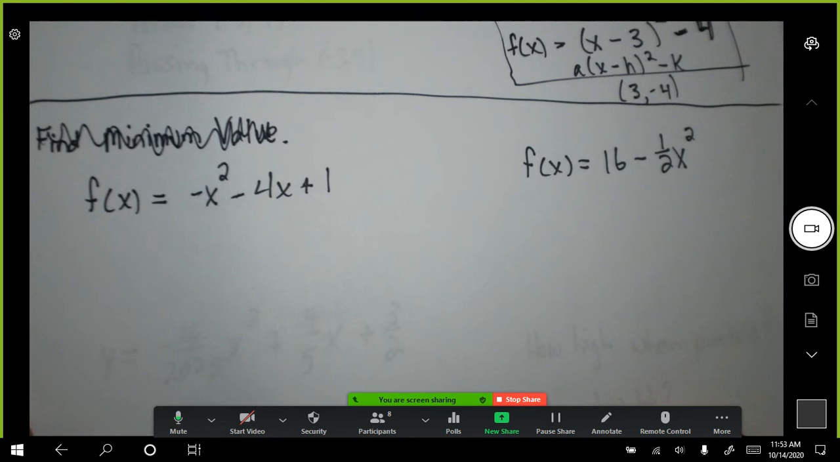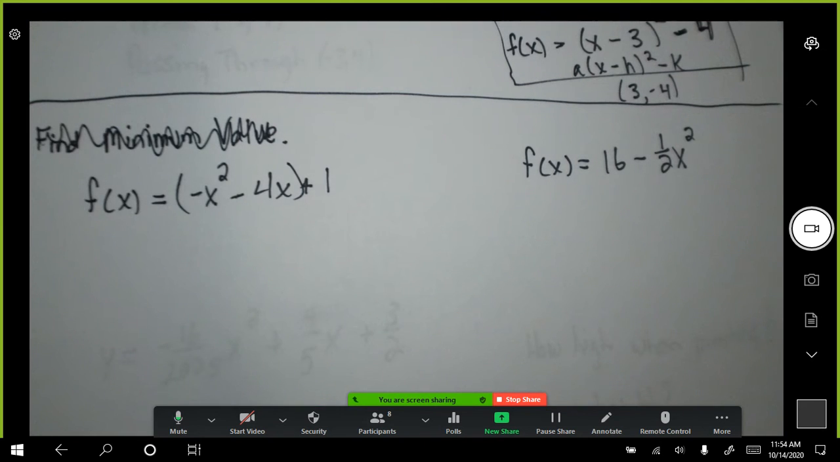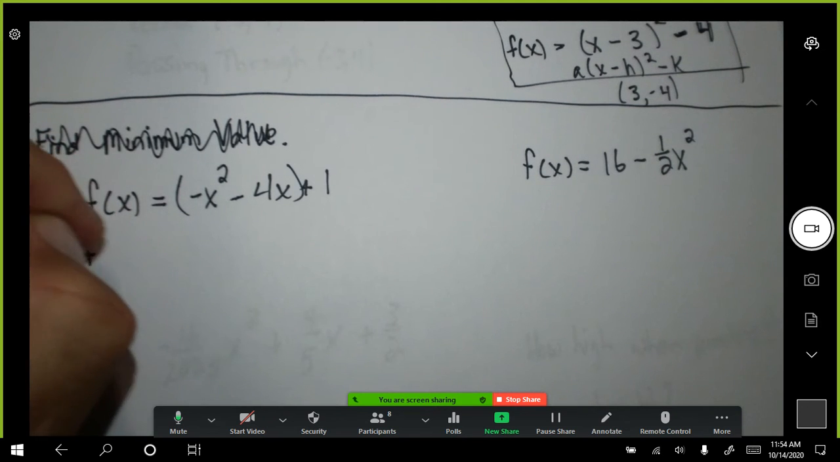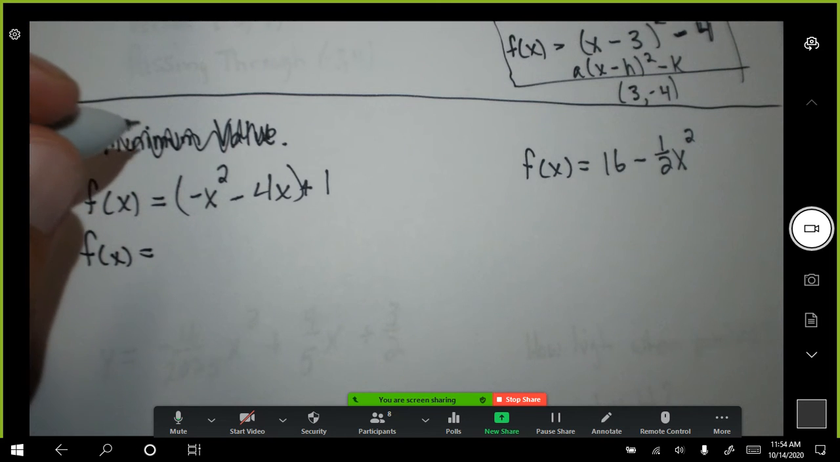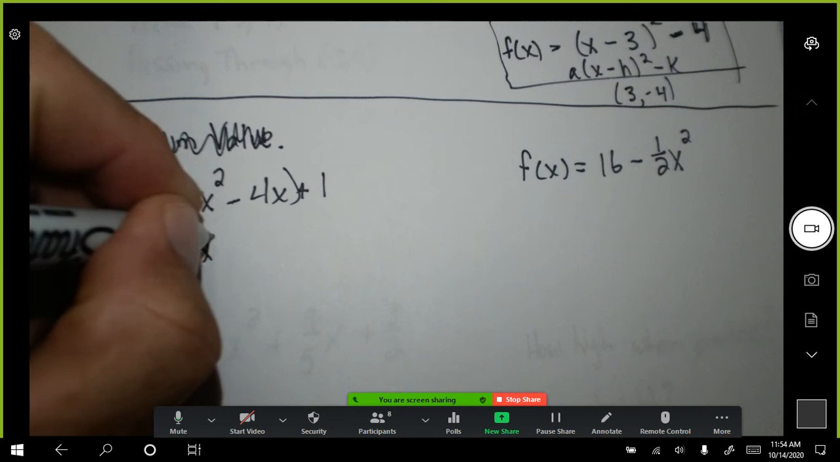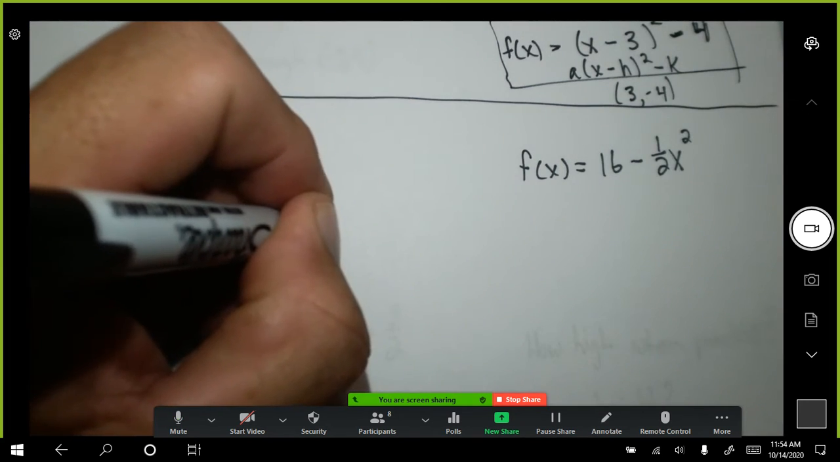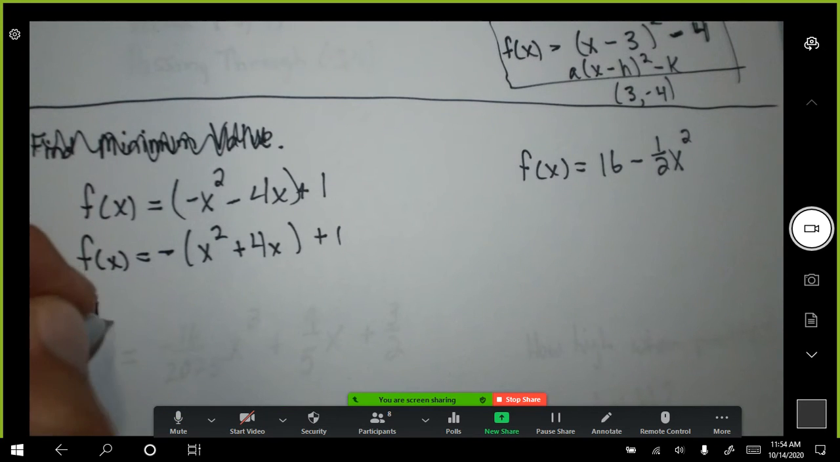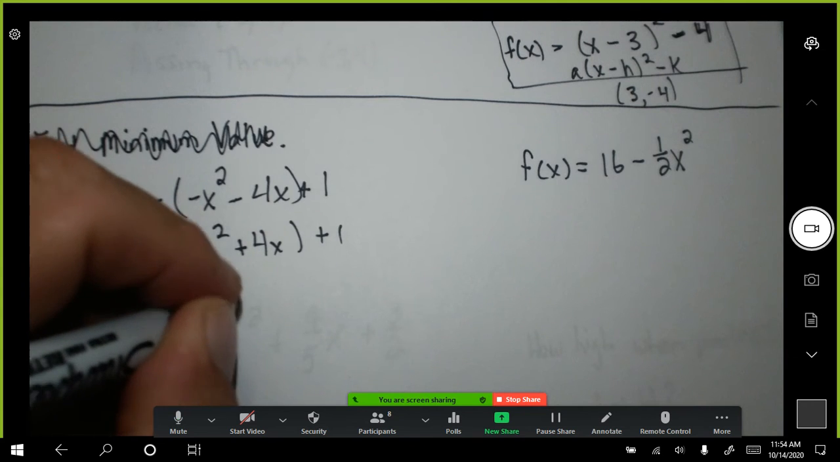Negative x squared minus 4x plus 1. Same thing, I've got to have this right here, but I cannot have a negative x squared. I've got to have a positive x squared. So what I'm going to do is factor out a negative, which would make that positive x squared plus 4x, and then plus 1. And that's negative times x squared plus 4x.